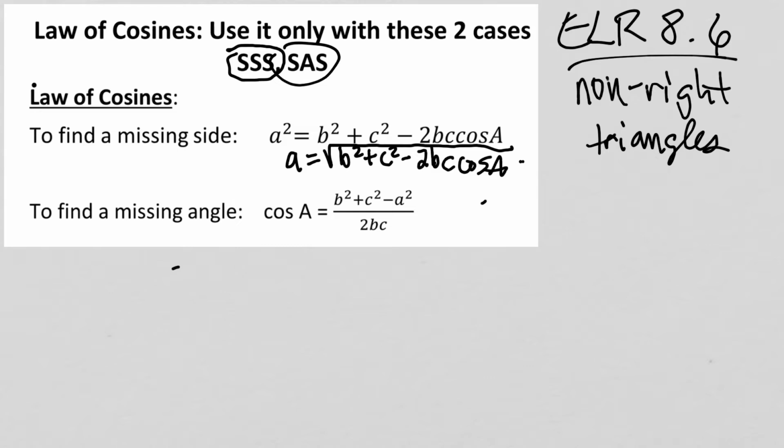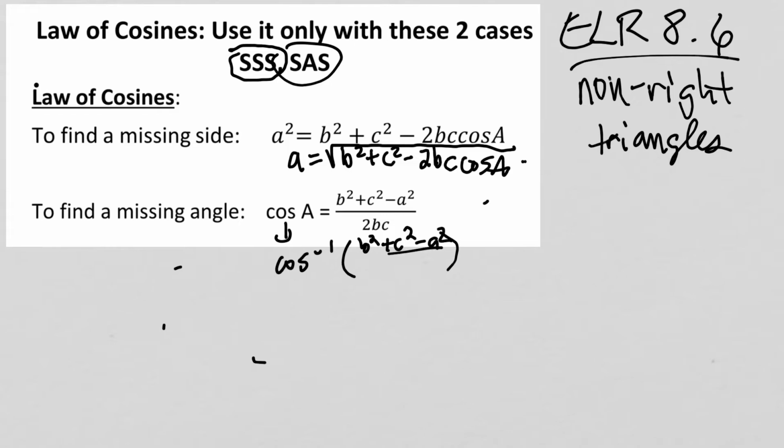And then to find a missing angle, we're going to do cosine A equals, we have this fraction here. And again, to find an angle, the actual button in the calculator is cosine to the negative 1 of b squared plus c squared minus a squared over 2bc. And I'll talk about what b, c, and a are in these equations when we get to the next problem.